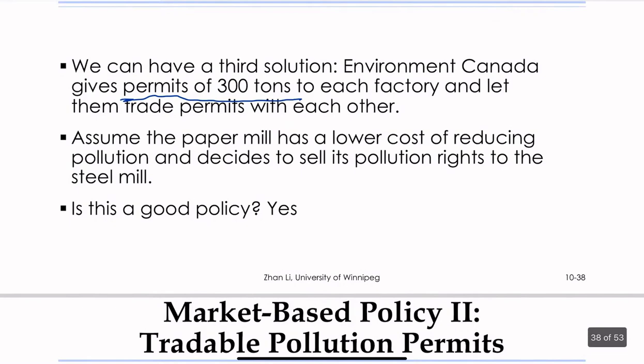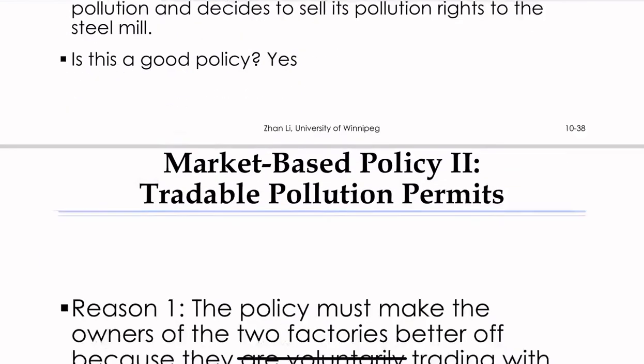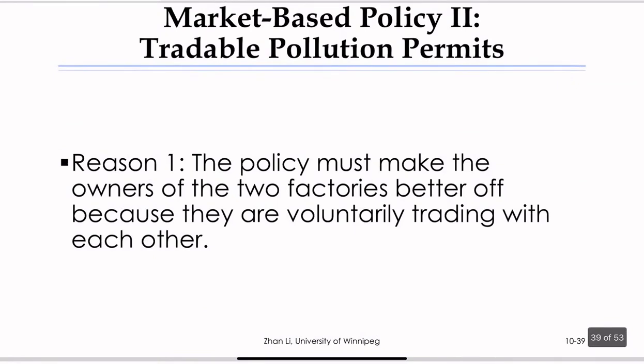We still want to understand whether this tradable permit is a good policy. Well, it is. There are two reasons. The first reason is this tradable permit policy would definitely make the owners of these two factories better off. Why? Well, it's because they voluntarily trade with each other. The thing about trading is a buyer will only want to buy if there is consumer surplus. A seller will only want to sell if there is producer surplus. So if you can see a transaction happening, then you can guess there has to be some consumer surplus and producer surplus in the process, right?